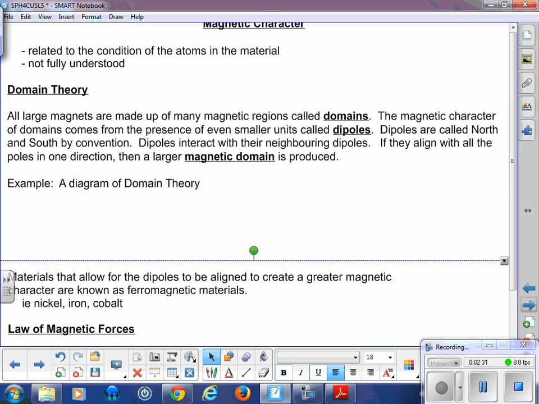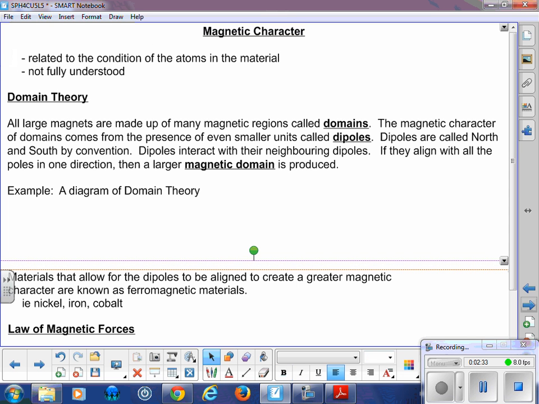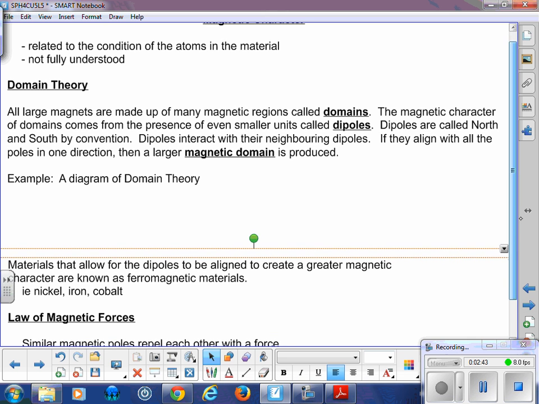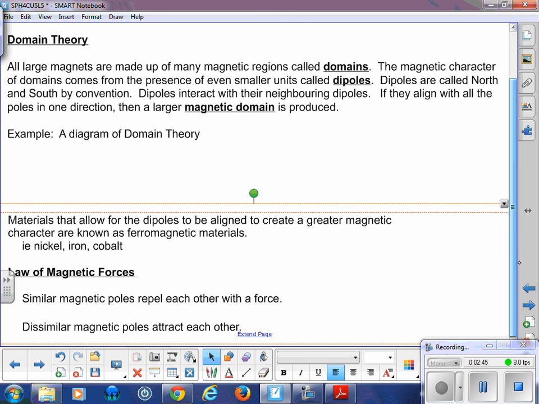So magnetic character is related to the condition of the atoms, and it's not fully understood. So why are there magnetic fields? Well, we don't completely understand, so that's why we have something called domain theory. At this point in time it's exactly that: this is what we're guessing is happening.